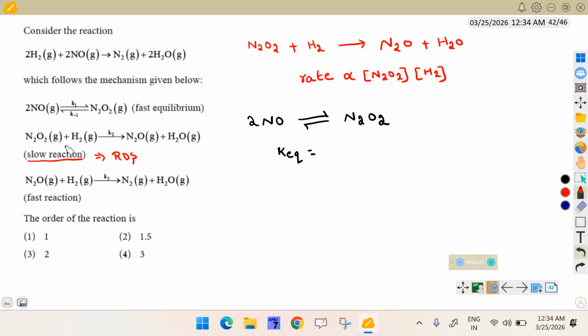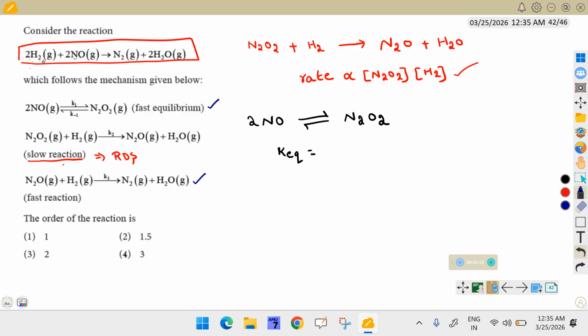Consider the reaction. In this reaction mechanism, 3 steps are involved: 2 fast steps and 1 slow step. The slow step is always the rate determining step. Rate is directly proportional to the concentration of the reactants. Now, 2 fast steps are present. This is one fast step, this is another fast step. In the original reaction, H2 and NO are present as reactants.